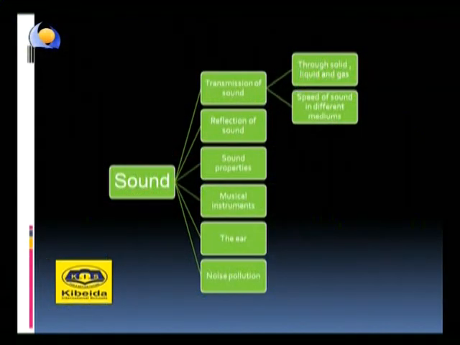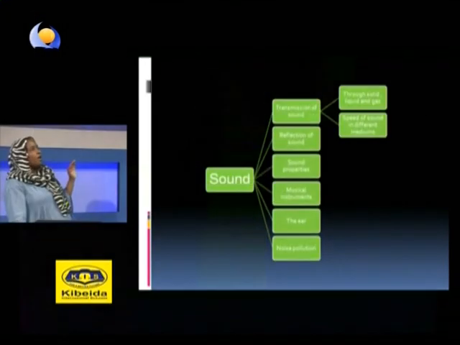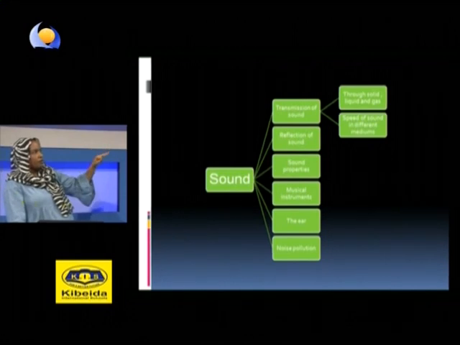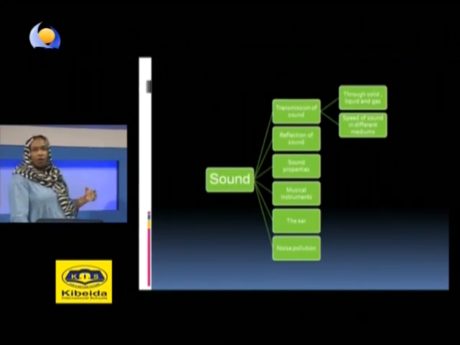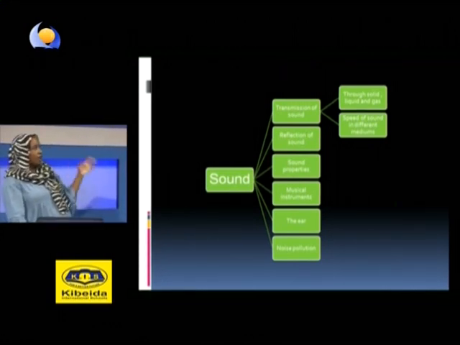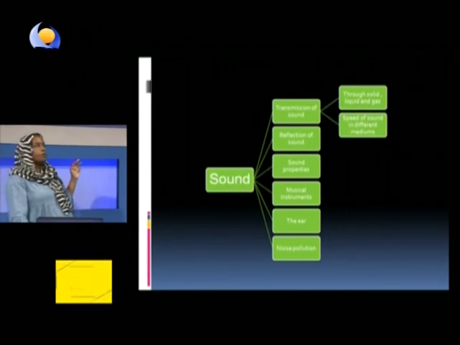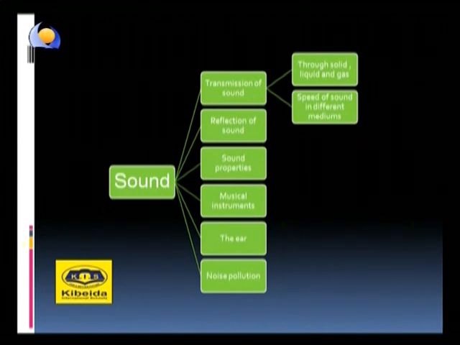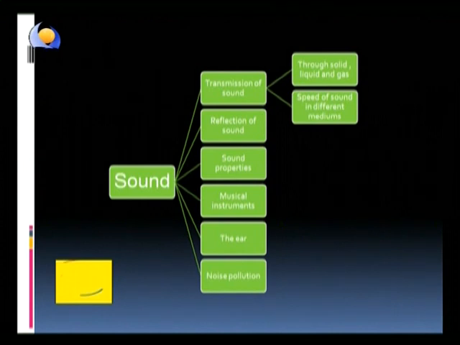The new unit we'll talk about is sound. Sound is divided into different points. The first one is transmission of sound in different mediums, and two, reflection of sound, or what we call echo. What is echo? The definition of echo, different uses of echo, conditions to hear the echo, and problems of echo.